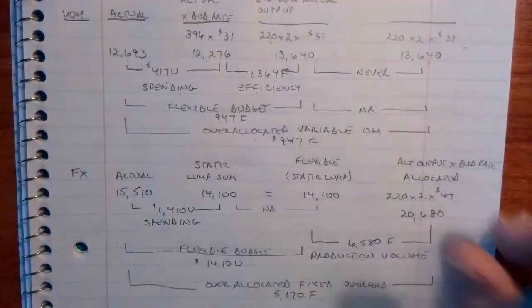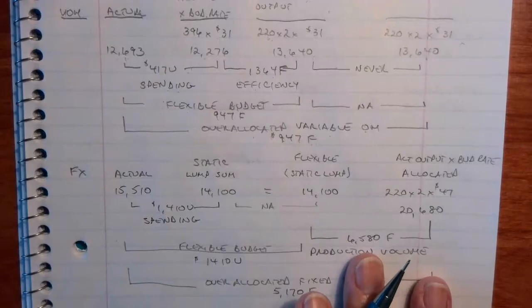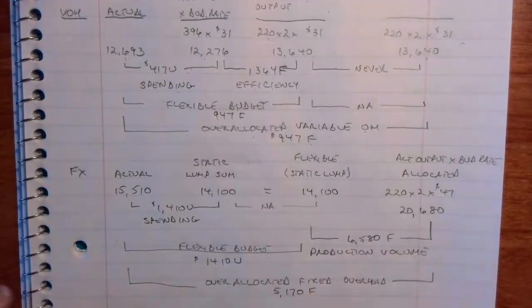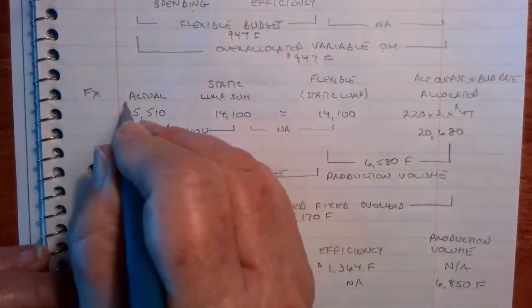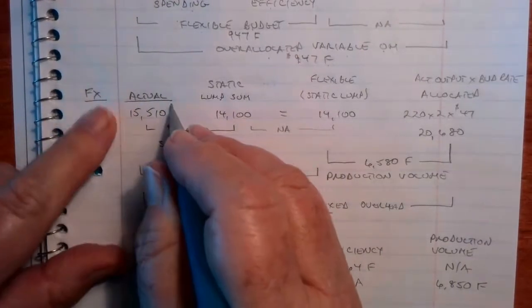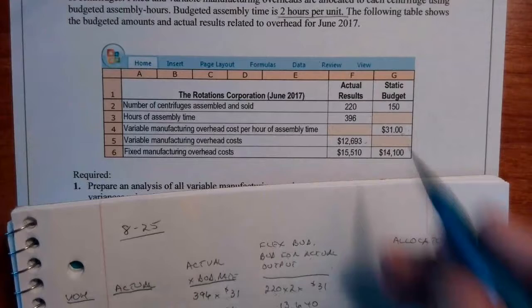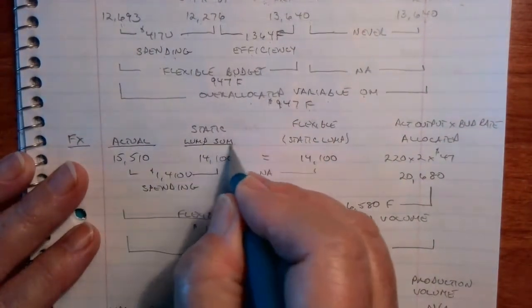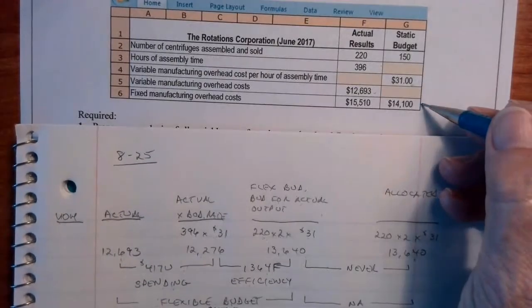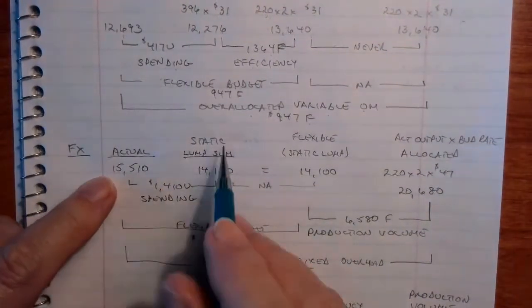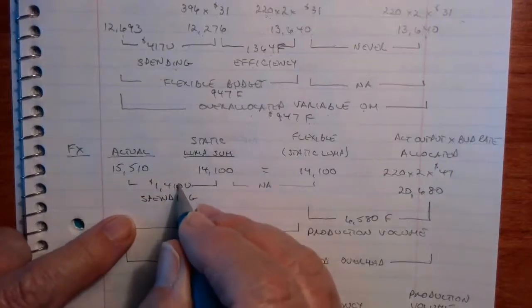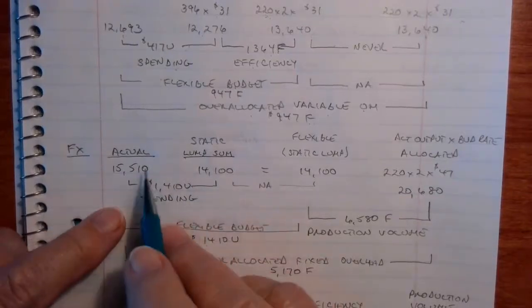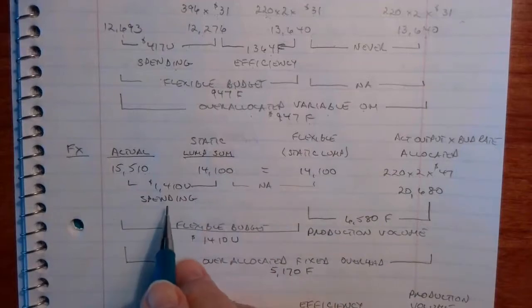There's something I was going to tell you here, and I don't know what it was. Well, let's move on to the fixed. For fixed, we've got actual first, and they gave us that number. That's the 15,510 from here. The static lump sum, that's a normal static budget for fixed overhead, and that's the 14,100 here. The difference between the actual and the static lump sum is the spending variance. And that's 1410 unfavorable because we spent more than what was in the budget, and that's spending.